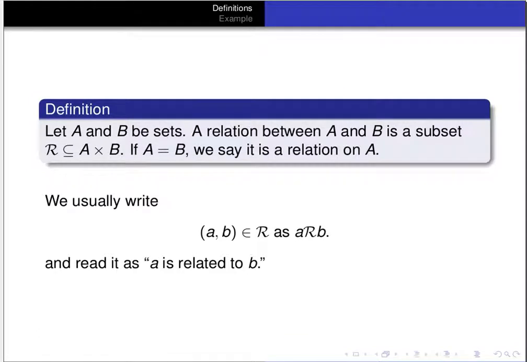Now, usually instead of writing that some ordered pair is a member of the relation, because R is a collection of ordered pairs, it would be reasonable to write that (a, b) is an element of the relation R if a is related to b. But instead of doing that, we'll usually write a R b and read it as a is related to b. This is the common practice when it comes to things like the equality relation, the less than relation, and so on.